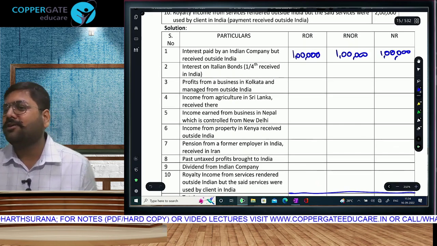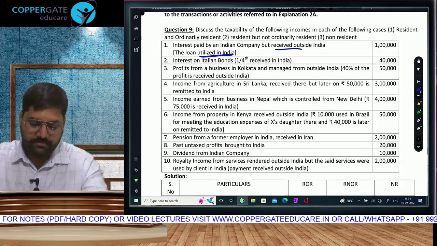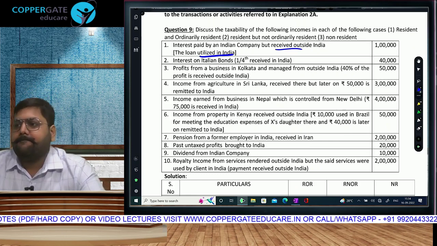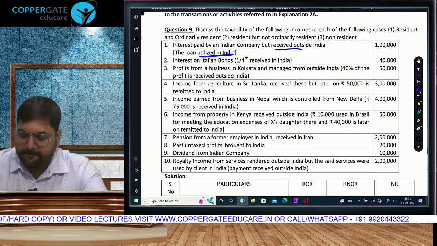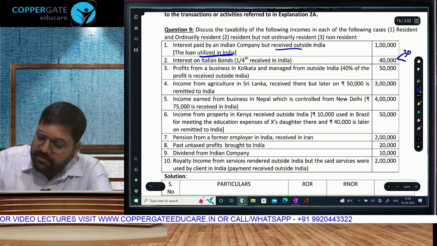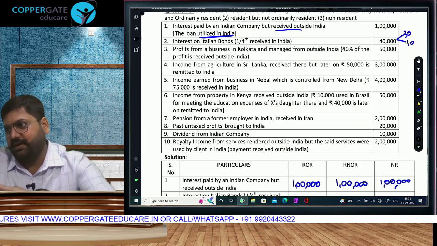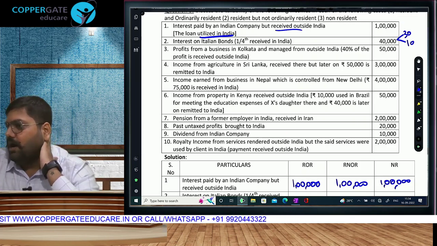फिर टोटल तो कैलकुलेटर लेगा ना. चलिए सेकंड इनकम. Interest on Italian bonds, 1/4 received in India, which also means that 30 was received. 1/4 मतलब 10 होता है ना. That much तो you understand. 10,000 received in India, 30 received outside India.